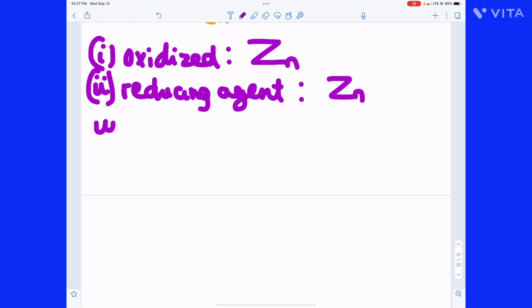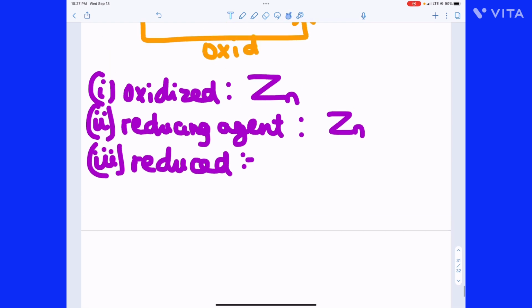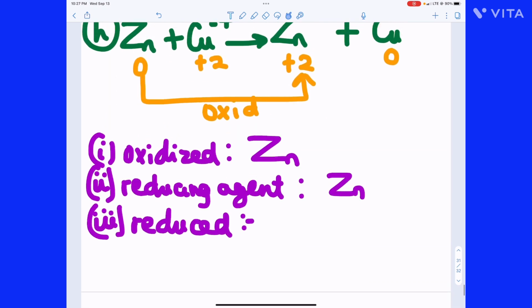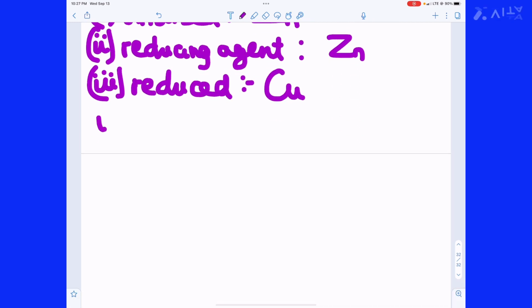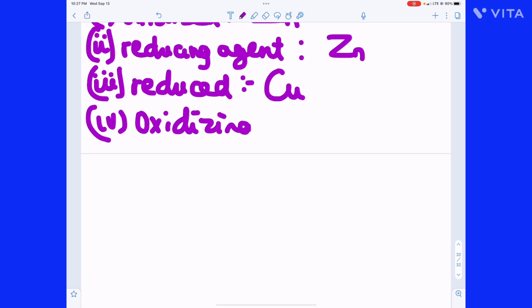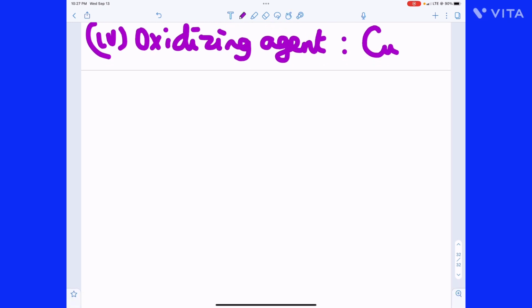What substance is reduced? The substance reduced is what? Copper. Then, what substance is the oxidizing agent? The oxidizing agent is the one that gets reduced. So the oxidizing agent is copper. Hope you are getting the trick now.